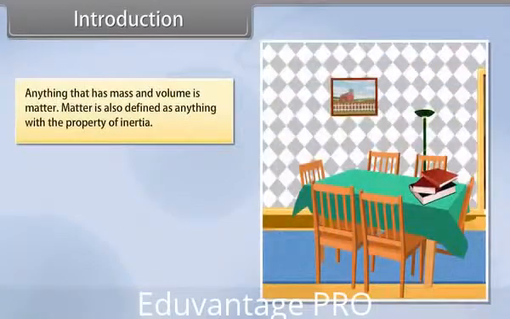Introduction. Anything that has mass and volume is matter. Matter is also defined as anything with the property of inertia.